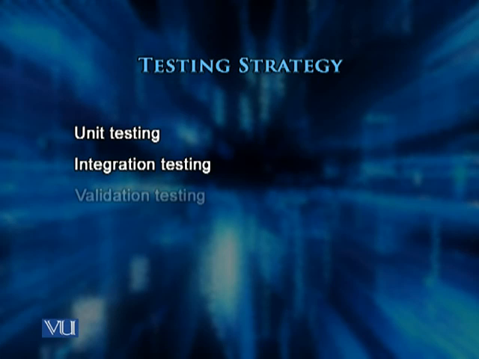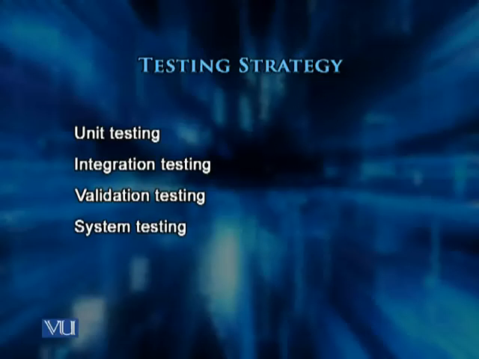A software testing strategy primarily consists of 4 kinds of testing. Those 4 elements of testing are: number 1, unit testing; number 2, integration testing; number 3, validation testing; and in some cases, we have system testing.